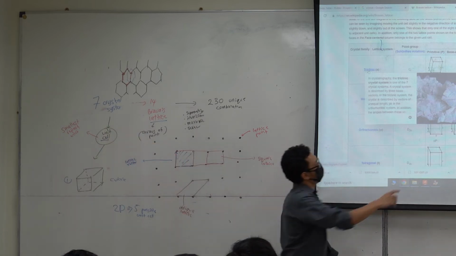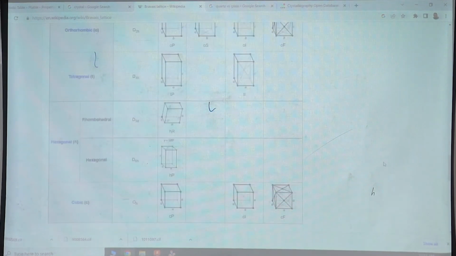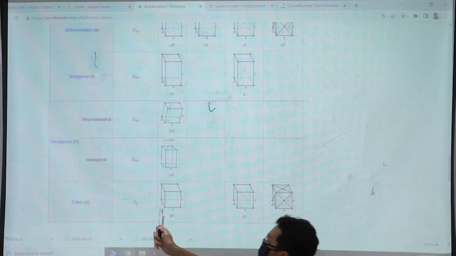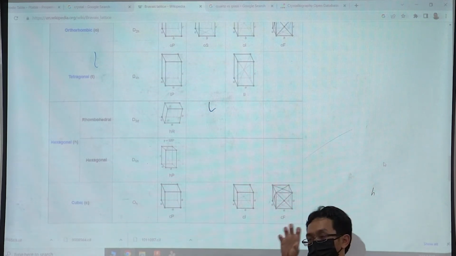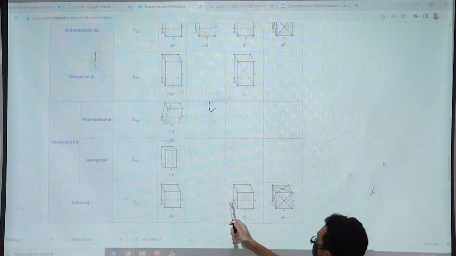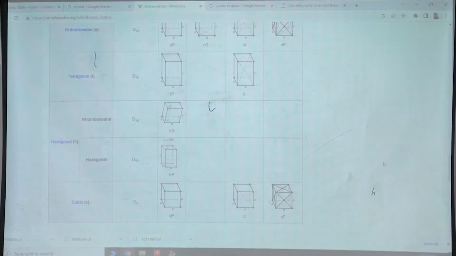From these 7 systems, for example, if you have a cube, as I said before, the lattice is just a point, and you can put atoms there. You can put an atom here, here, here, here, or you can put one in the middle, here, here, and so on.